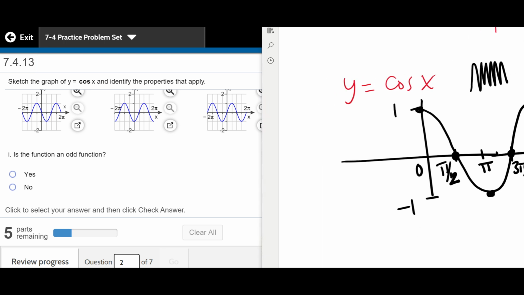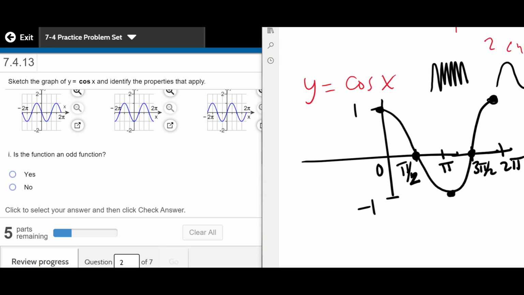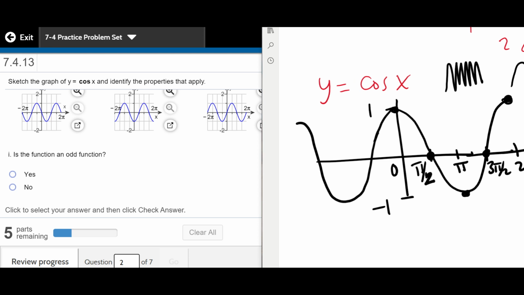So let's go ahead and continue this graph. Notice that we only have one period of this graph, right? If we were to continue this graph, then it would look like that. Now this cosine graph, notice that it is a reflection about the y-axis. If you have a graph that is a reflection about the y-axis, we call that an even function. Okay, so that's even, meaning it's a reflection about the y.